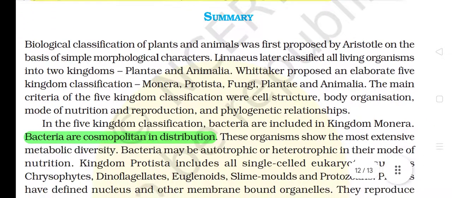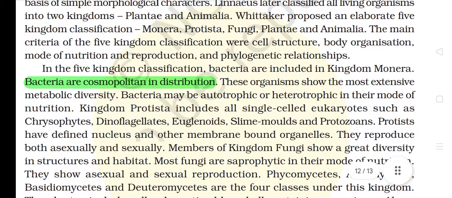Summary. Biological classification of plants and animals was first proposed by Aristotle on the basis of simple morphological characters. Linnaeus later classified all living organisms into two kingdoms, Plantae and Animalia. Whittaker proposed an elaborate five-kingdom classification: Monera, Protista, Fungi, Plantae, and Animalia. The main criteria of the five-kingdom classification were cell structure, body organization, mode of nutrition and reproduction, and phylogenetic relationship.